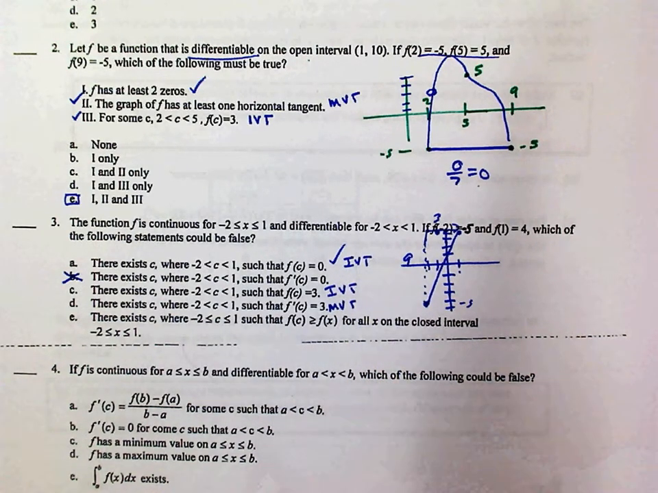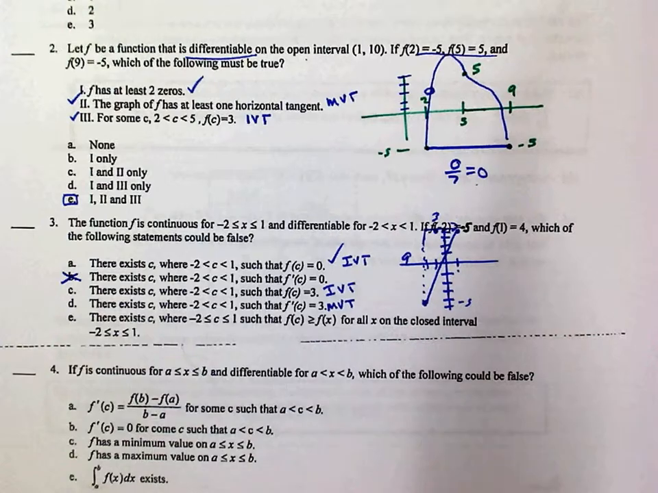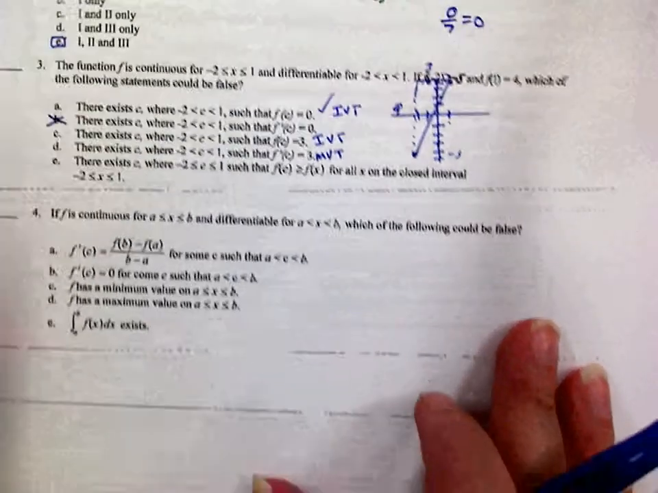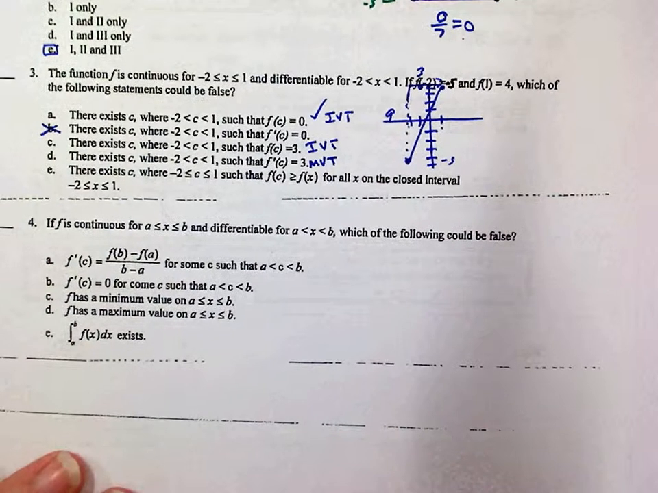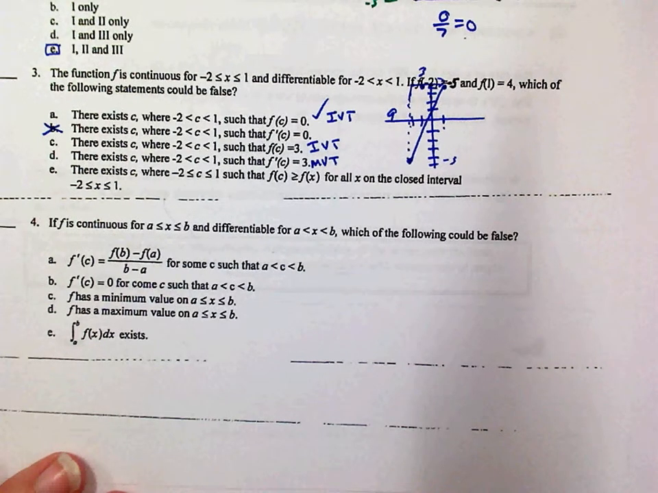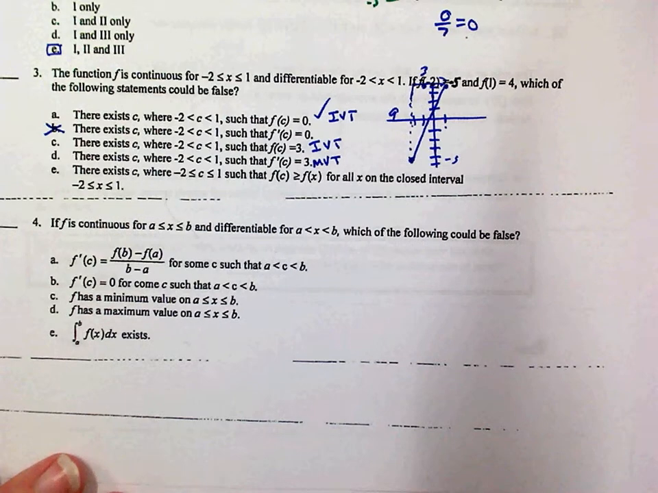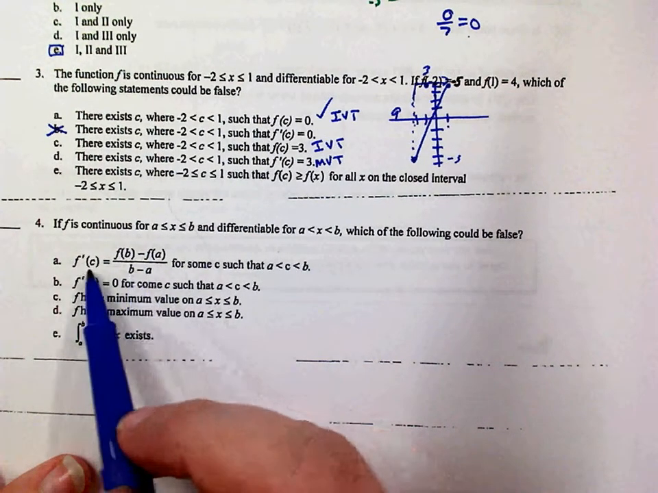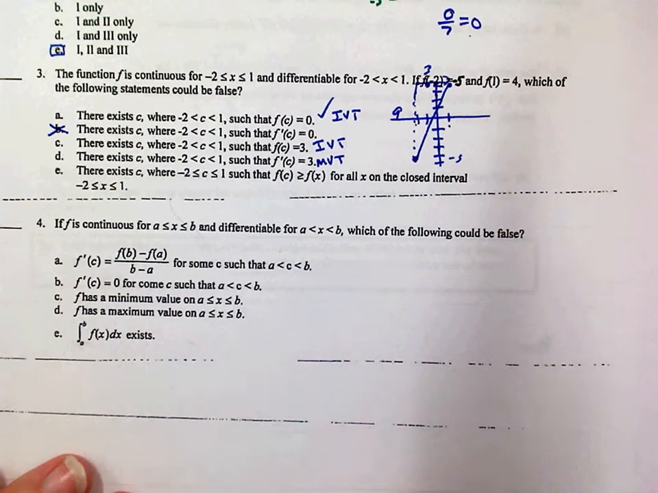Okay, number 4. If f is continuous for all x's between a and b and differentiable for x between a and b, which of the following could be false? If you're continuous and differentiable, at some point c, does the derivative equal the average rate of change, f(b) minus f(a) over b minus a? Yeah, that's the mean value theorem.